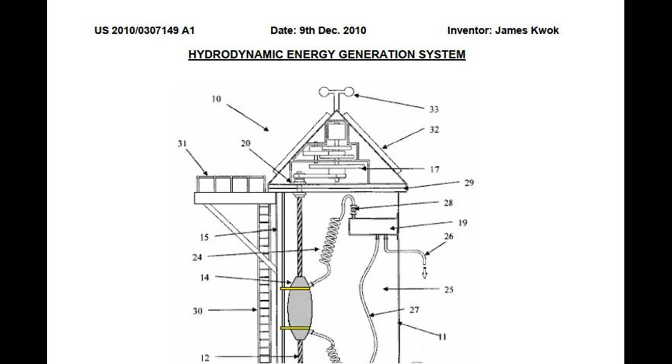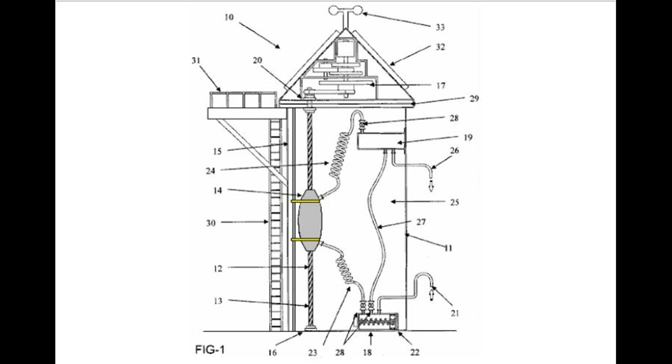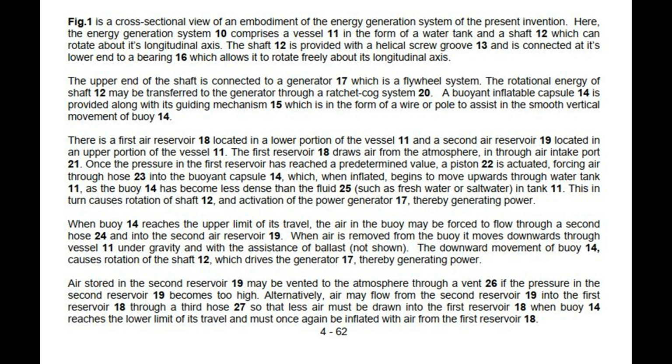US 2010/03071449A1, date December 9, 2010. Inventor, James Kwok. Hydrodynamic Energy Generation System. Fig. 1 is a cross-sectional view of an embodiment of the energy generation system of the present invention. Here, the energy generation system 10 comprises a vessel 11 in the form of a water tank and a shaft 12 which can rotate about its longitudinal axis.